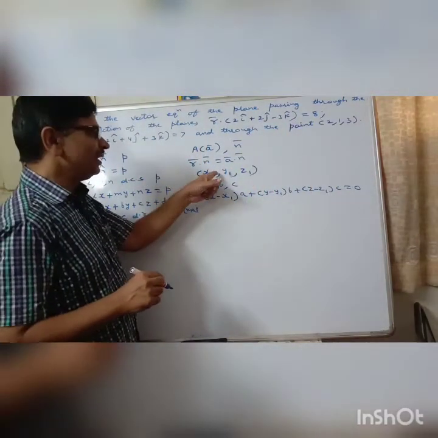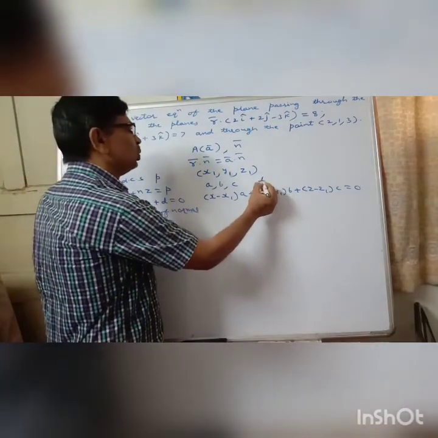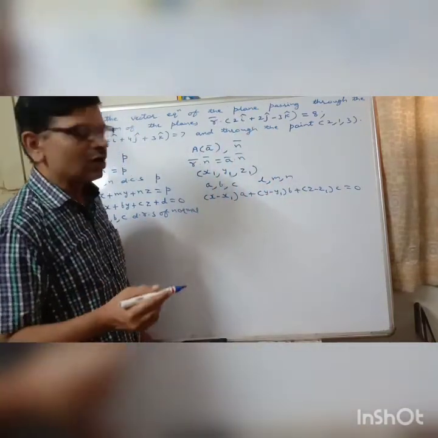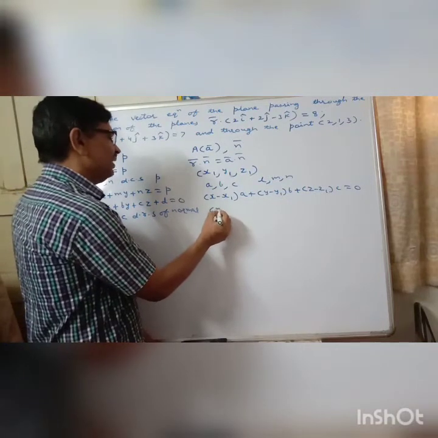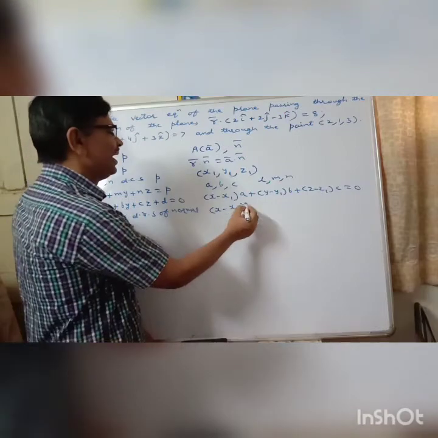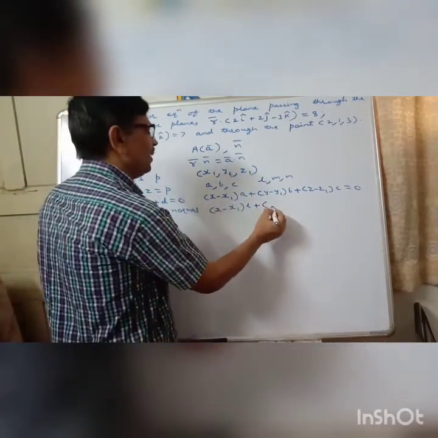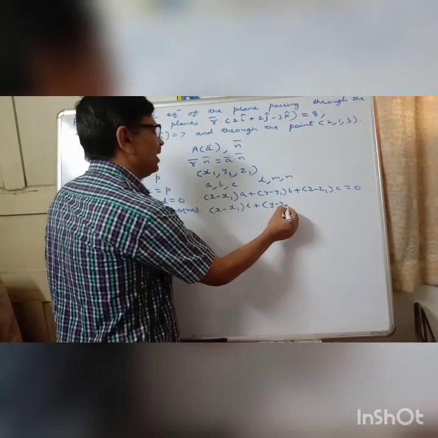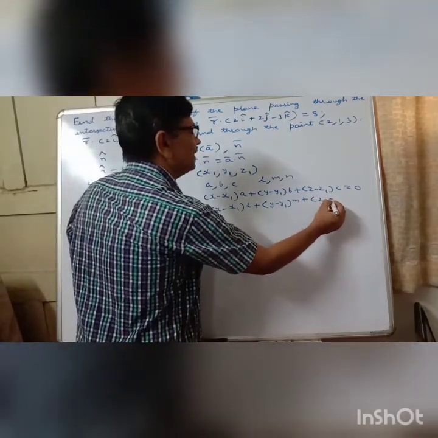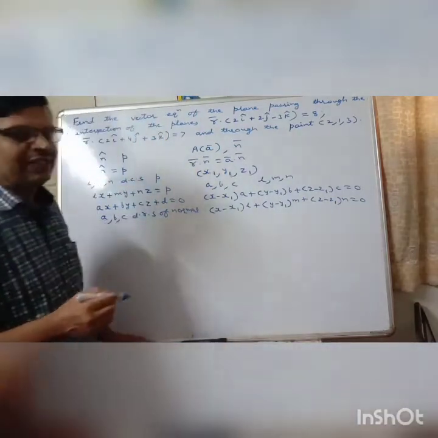If we know coordinates of one point on the plane, but instead of direction ratios, if we know direction cosines of normal to the plane, then equation of plane in Cartesian form (x minus x1) L plus (y minus y1) M plus (z minus z1) N equal to 0.